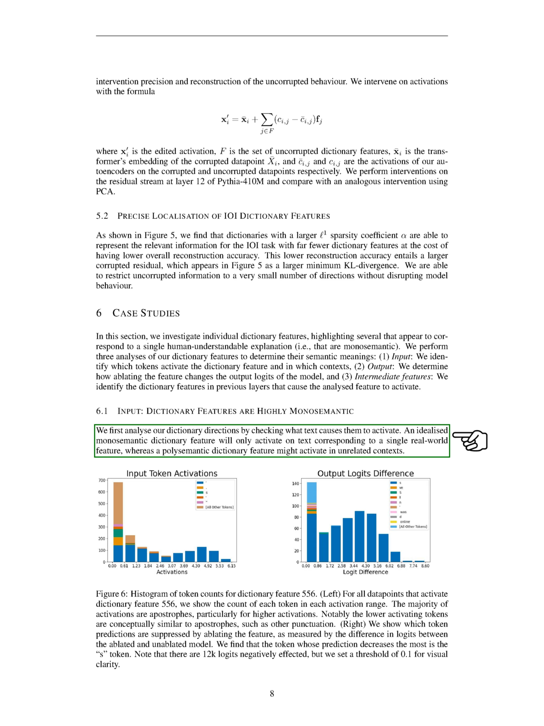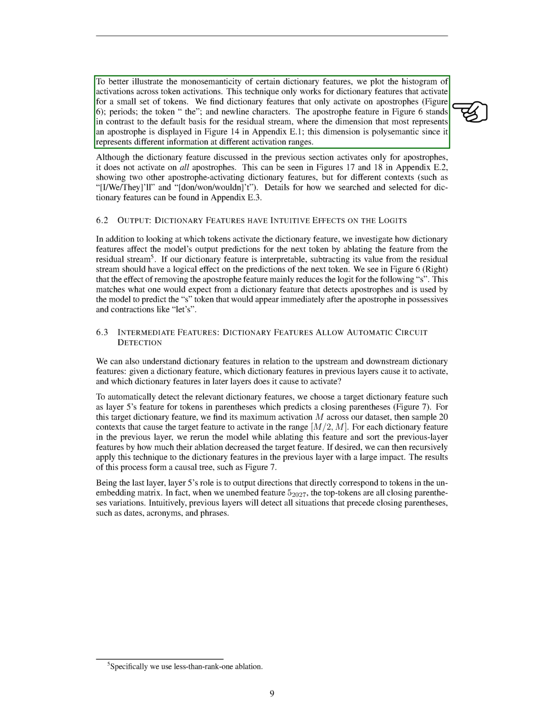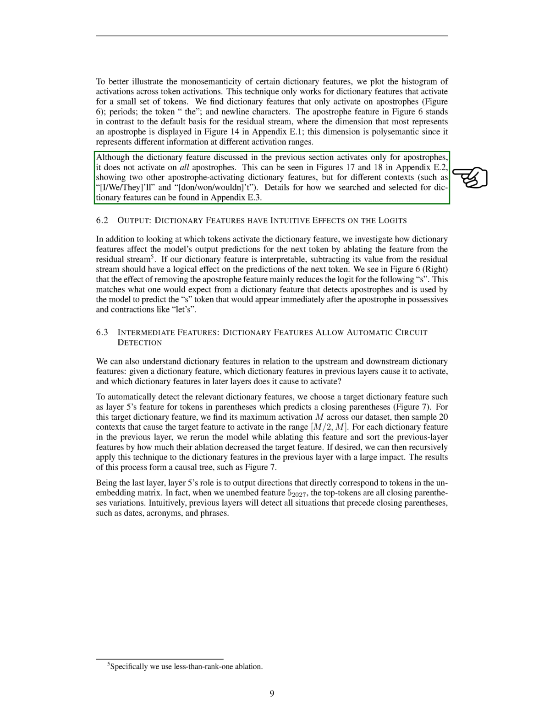We analyzed our dictionary directions by checking what text causes them to activate. Ideally, a dictionary feature will only activate on text corresponding to a single real-world feature. To illustrate this, we plotted a histogram of activations across token activations. We found dictionary features that only activate on specific tokens, such as apostrophes, periods, the word "the", and newline characters. However, not all instances of these tokens activate the feature. For example, the feature that activates for apostrophes does not activate for all apostrophes. We found other features that activate for apostrophes, but in different contexts.